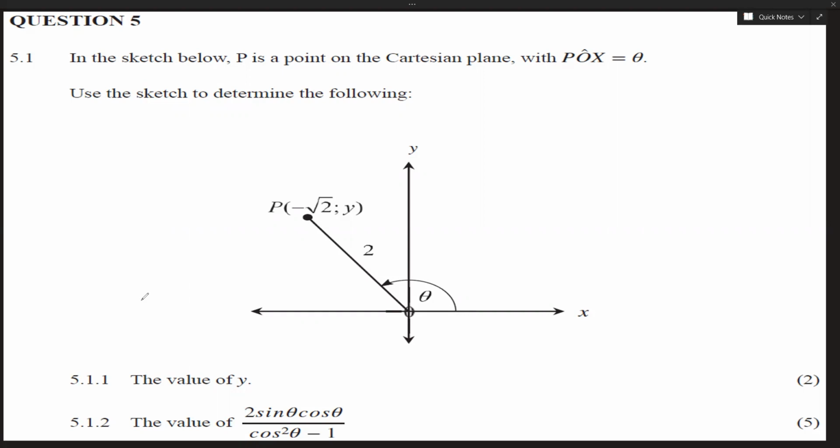So here we're going to be looking at trigonometry. They say in the sketch below, P is a point on the Cartesian plane with POX equals theta. Then they say use the sketch to determine the following. Ladies and gents, this is what you're going to do before you even read the questions. If you have a trigonometric diagram, you're always going to complete a right-angled triangle and analyze it and get all the dimensions of that right-angled triangle before you even go to answer the questions.